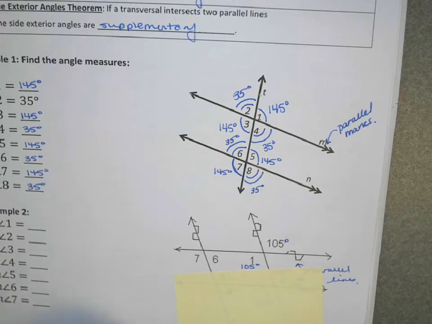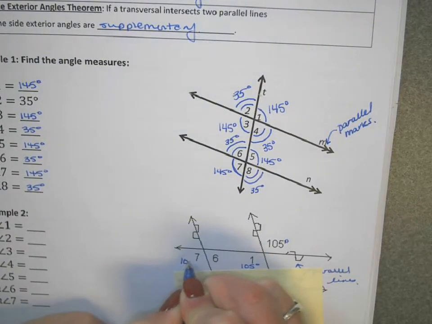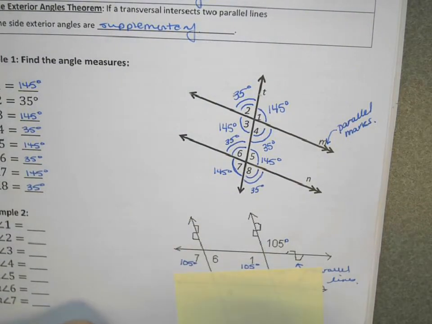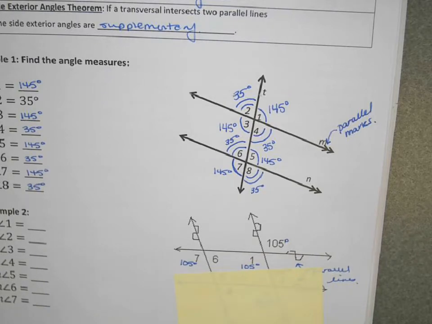Why would 7 have to be 105? Those are not corresponding. Oh, to what one? 1 and 7 are corresponding angles, yes. And corresponding angles must be congruent, so it has to be 105. Yes, that will work. I thought we were talking about the 105 that was given.